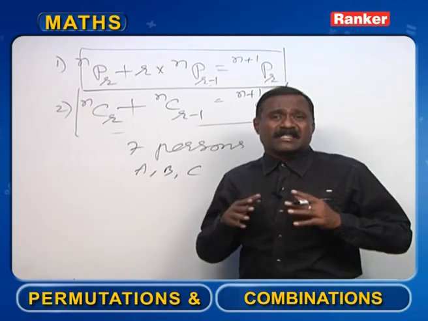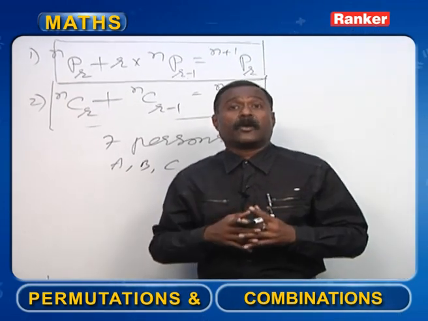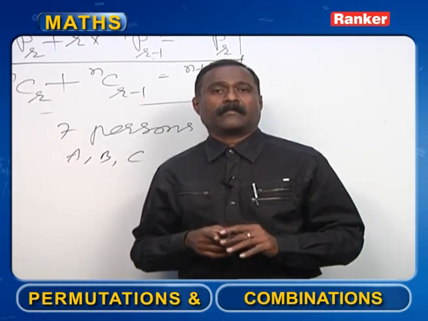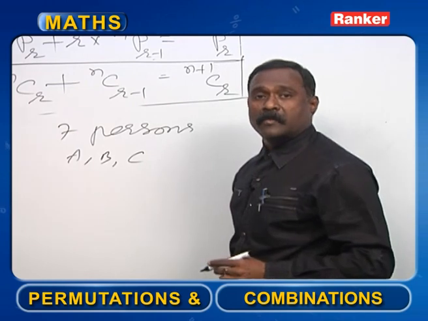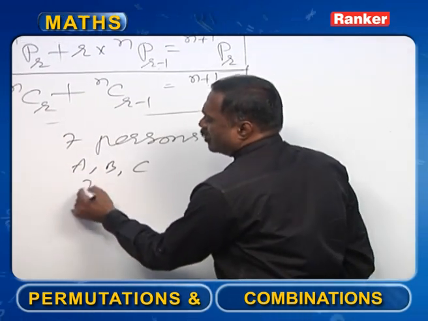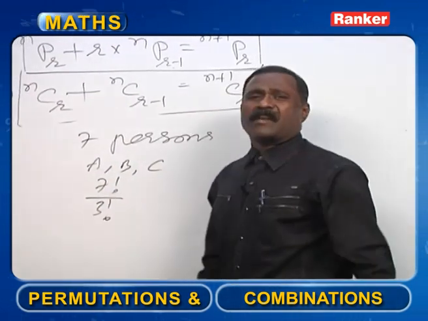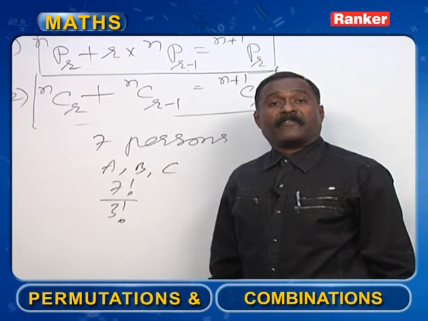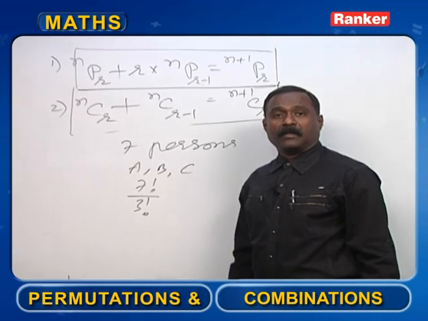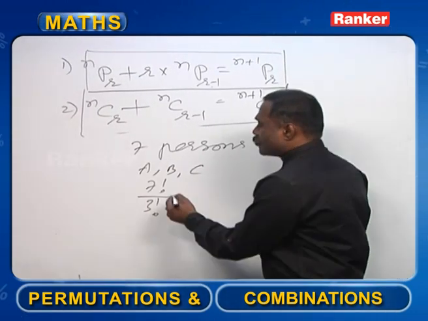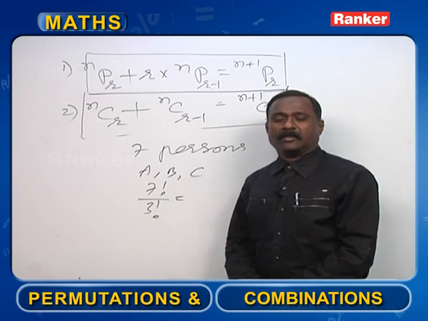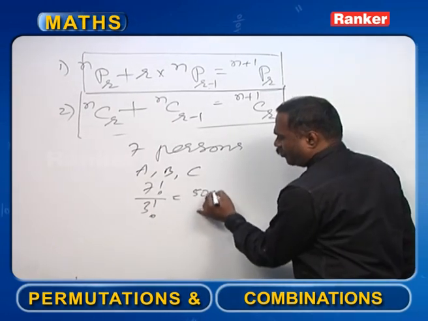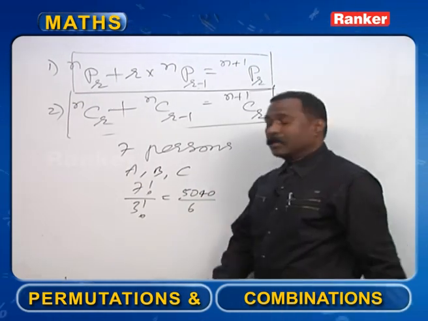Whenever you come across this type of problem, understand that the order of 3 persons is not to be considered. What does it mean? Then it is 7 factorial upon 3 factorial. Very simple. So what should be the answer? 7 factorial is to be divided by 3 factorial, that is, 5040 upon 6. Simplify that, you will get the answer.